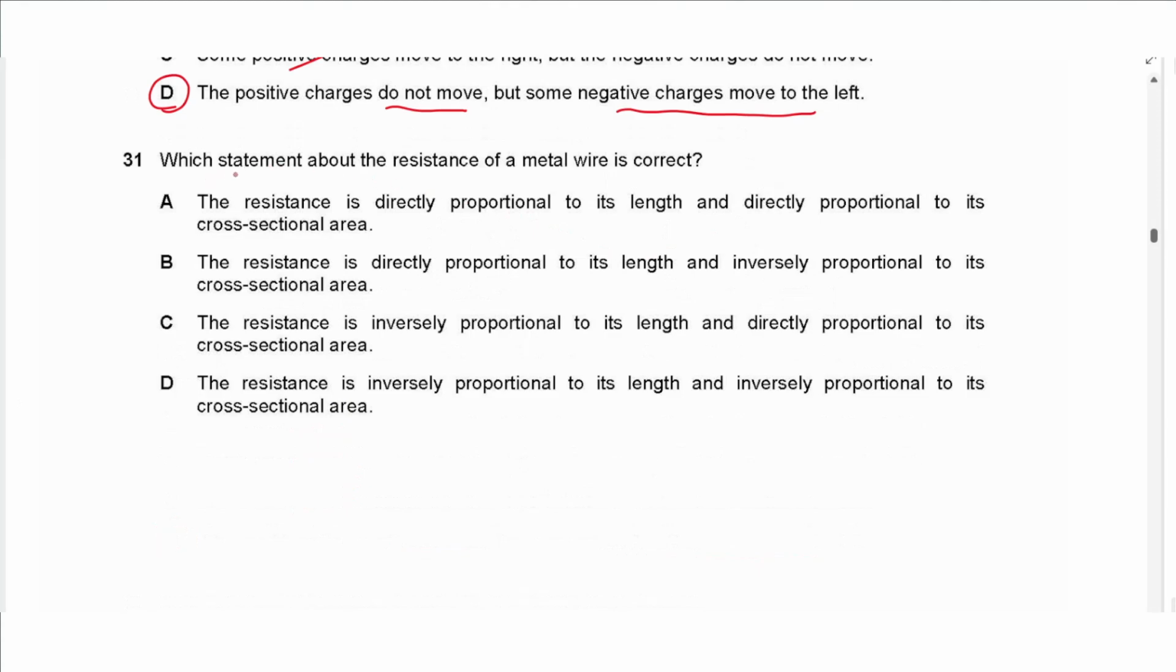Question 31 says which statement about the resistance of a metal wire is correct? The resistance is directly proportional to its length, yes, not inversely proportional. And directly proportional to its cross-section area? No, it is inversely proportional to the area, so the answer is B.